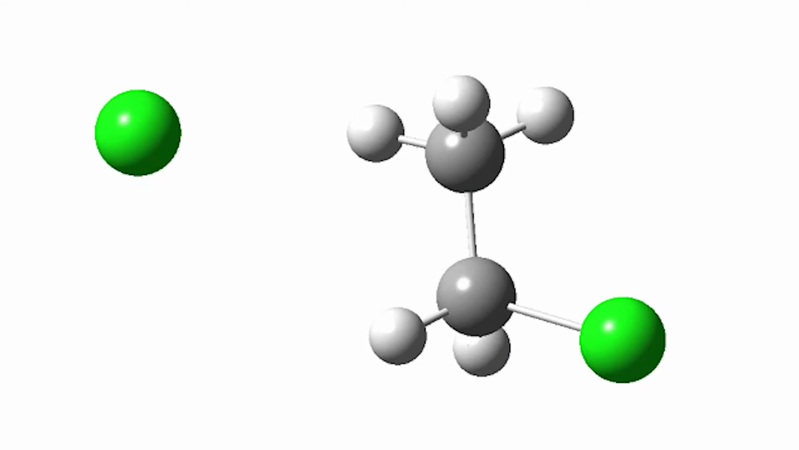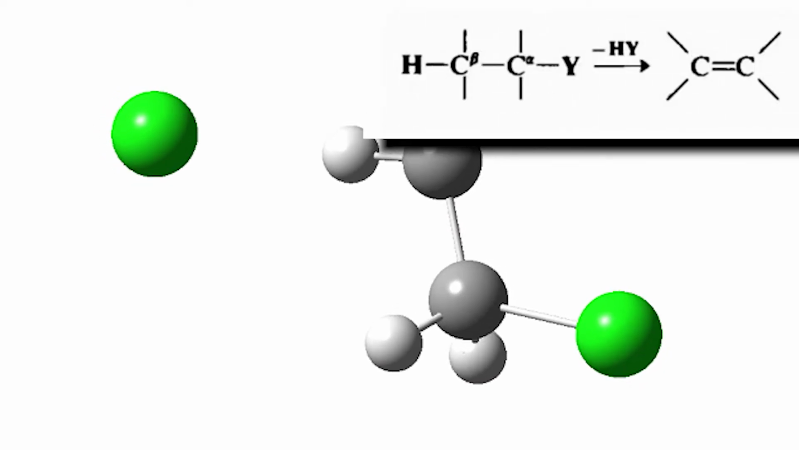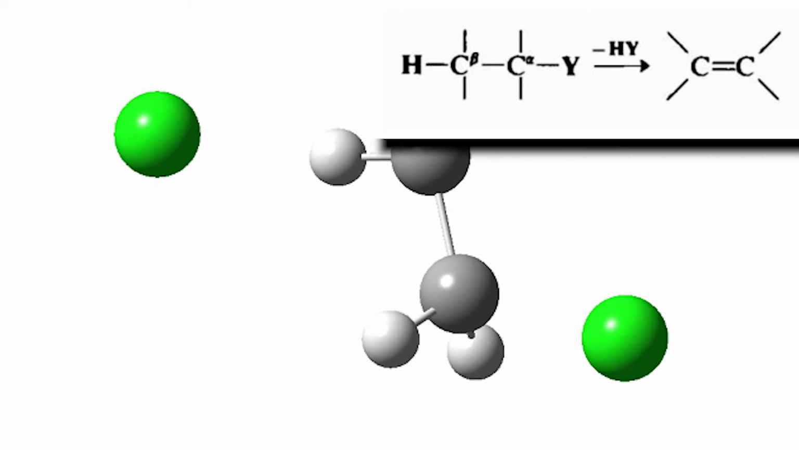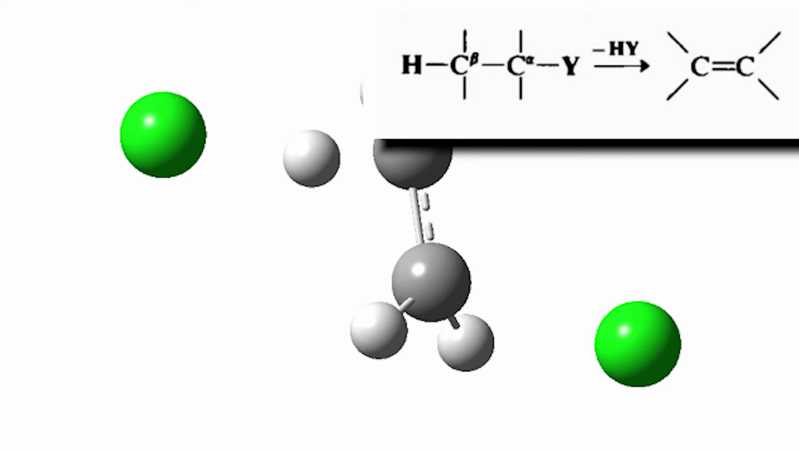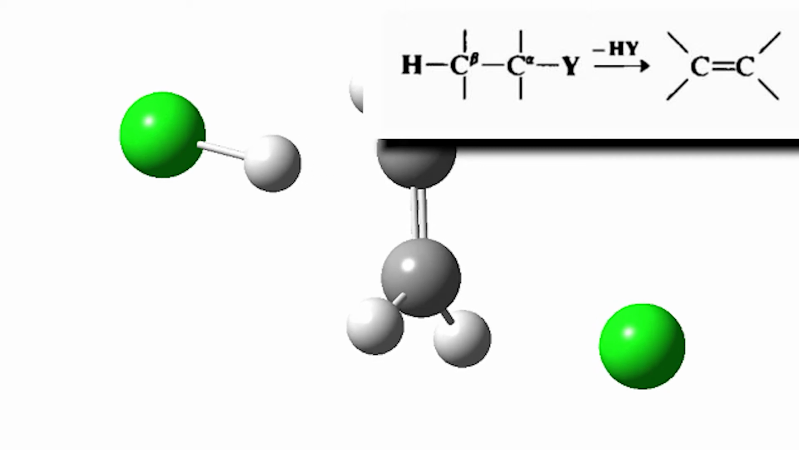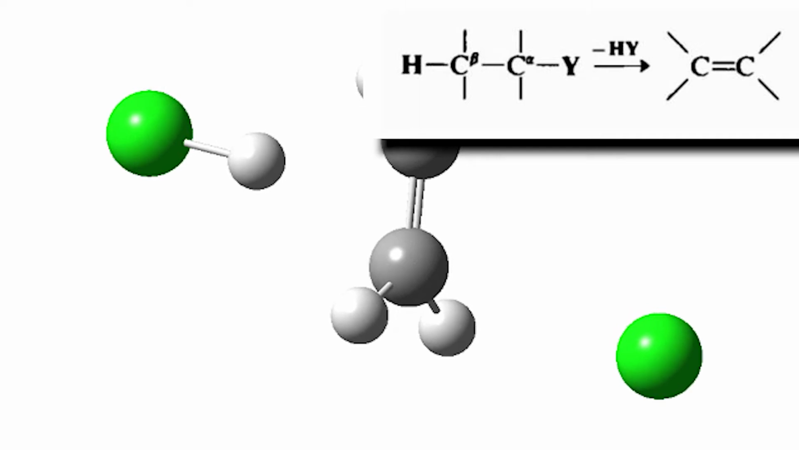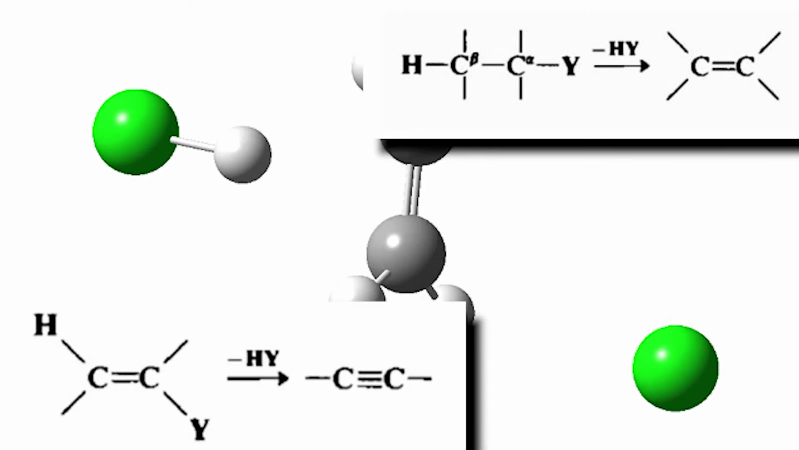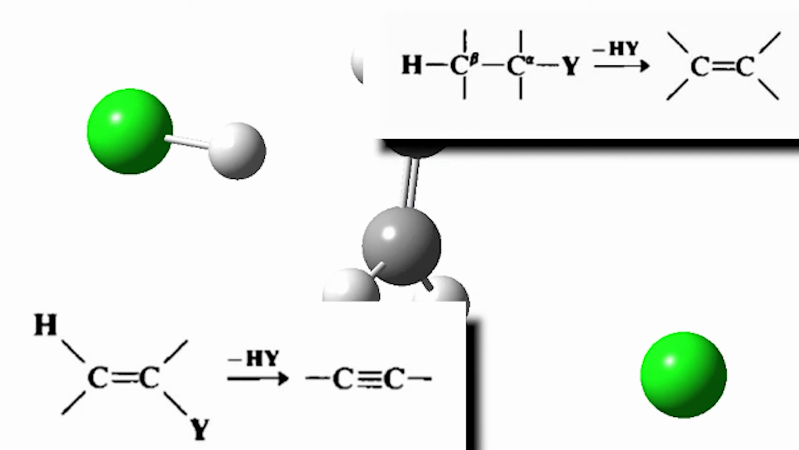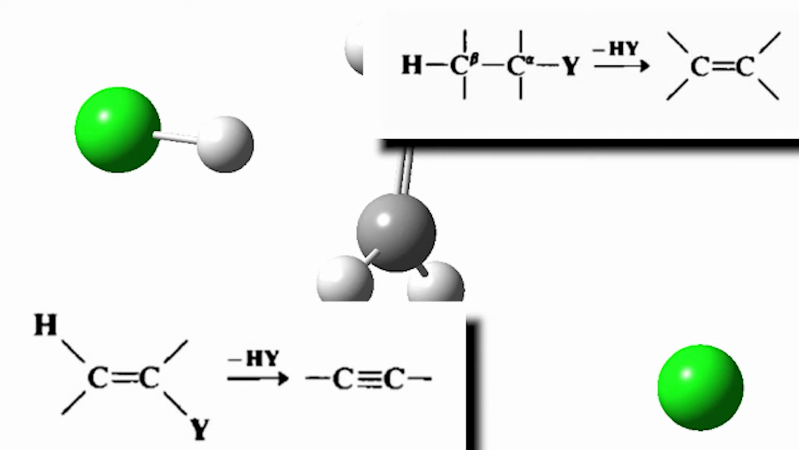So for example, if we have an alkane which has two carbon atoms alpha and beta, and we have the leaving group Y and the hydrogen atom H, then after removal of the molecule HY, we get the alkene. Similarly, if we have an alkene and we remove HY from the molecule, we get an alkyne. These elimination reactions are from carbon atoms.